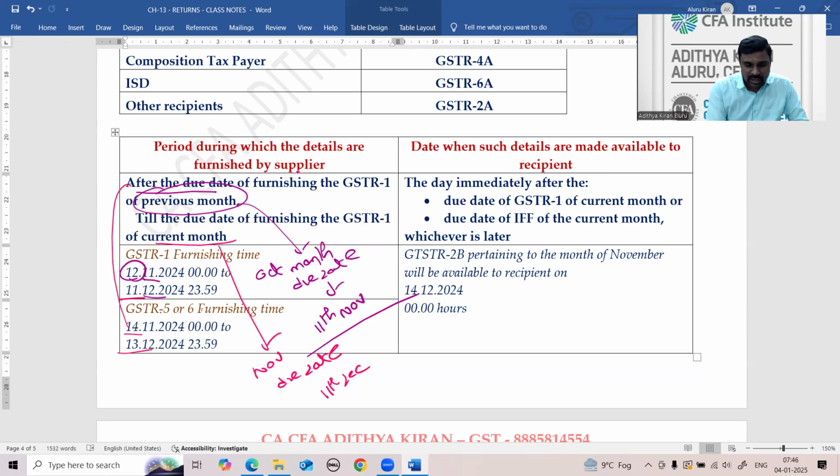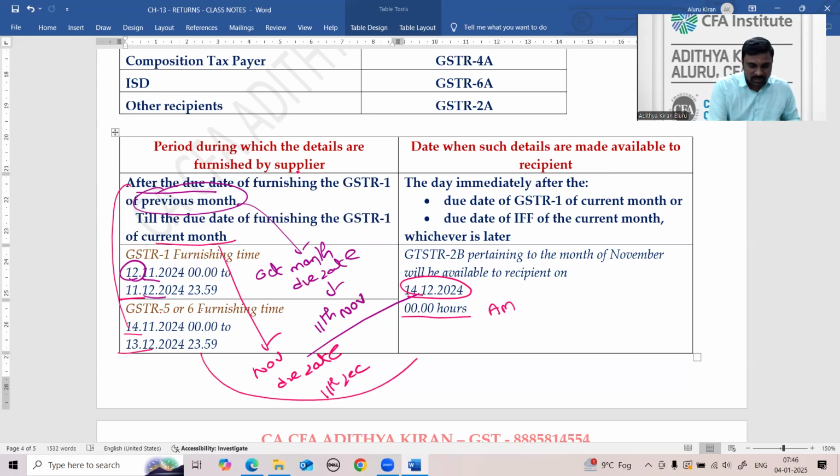So the details are available to the recipient on 14th December early morning. On 14th December early morning, GSTR 2B will be available to the recipient.